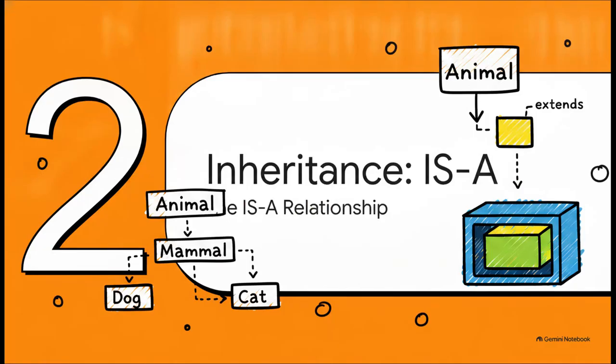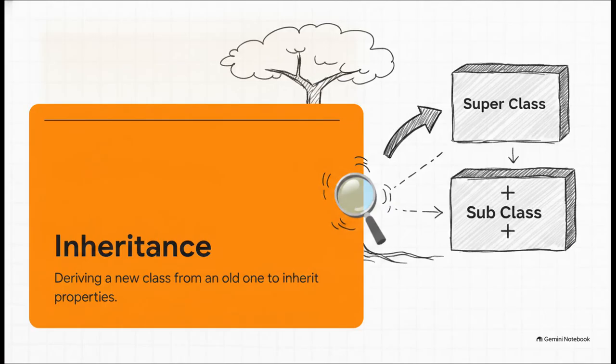Moving right along to Section 2, Inheritance, or the is-a relationship. Okay, zooming in on the most famous OOP relationship of them all. But before we look at any actual code, let's lock down the vocabulary you're going to need for your assignments. The technique of deriving a new class from an old one, that's called inheritance. The old class, the one whose properties are being inherited, is called the superclass or the base class. On the flip side, the new class, the one that inherits those properties and usually adds a bunch of its own, is called the subclass or derived class.